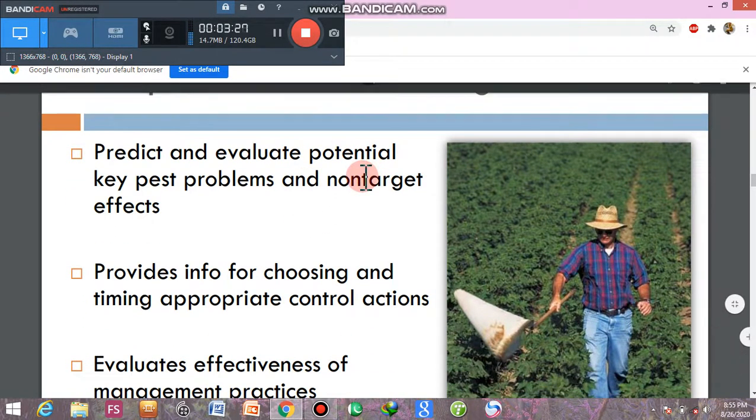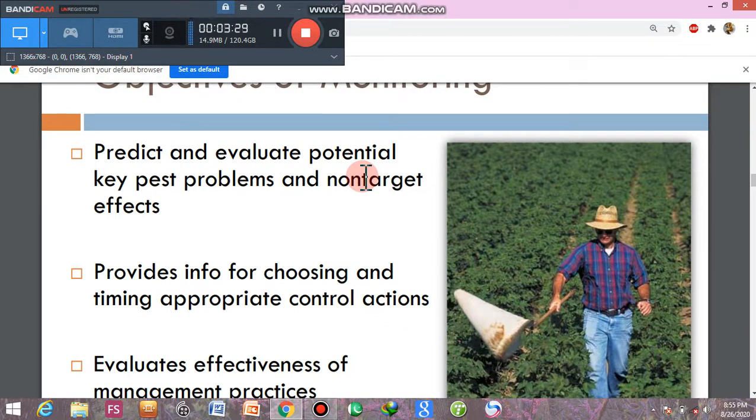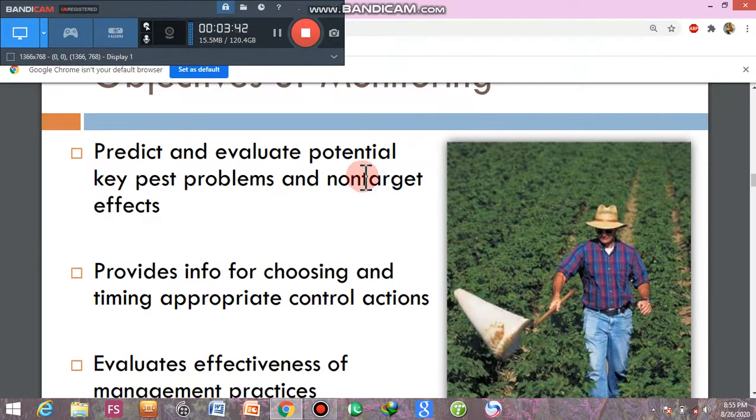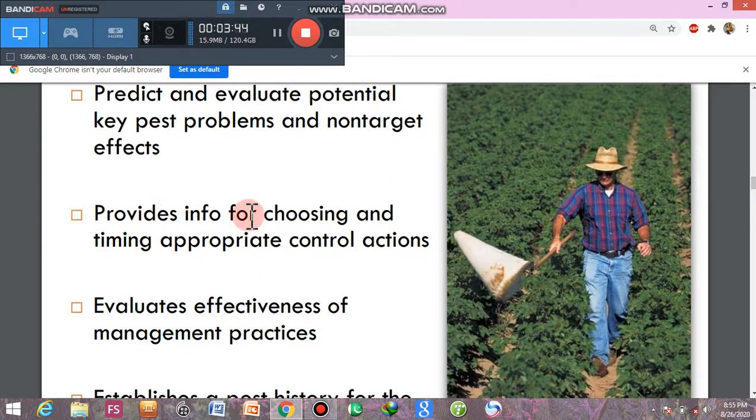If they do not monitor the crops, then there will be a chance they use any kind of program that has broad spectrum, or sometimes broad spectrum chemicals, killing useful organisms too. Provide information for choosing and timing appropriate control actions.